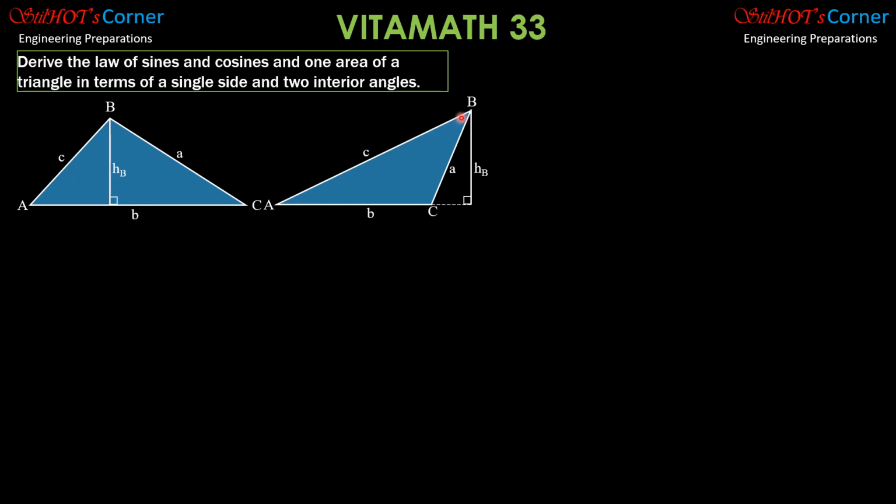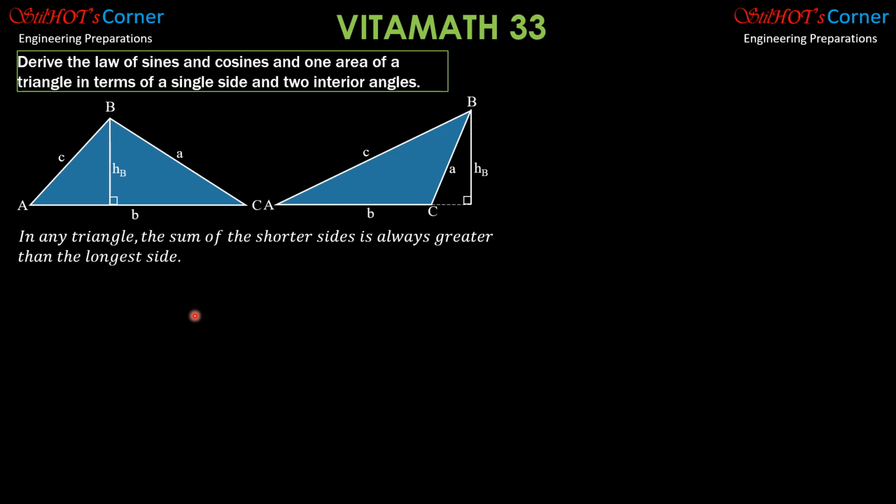In this case, C is the longest, but B plus A, which is also long, will be definitely greater than C. That's why a triangle is formed. So again, in any triangle, the sum of the shorter sides is always greater than the longest side. So if the sides of the triangle are given, you have to evaluate this because there may be no triangle that can form. So always bear in mind that the sum of the shorter sides should be greater than the longest side.